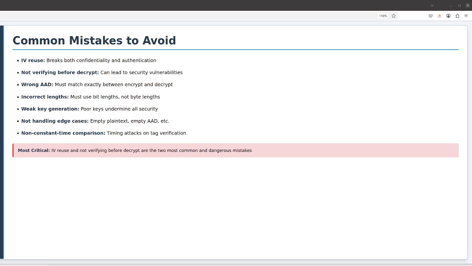Mistake number 7 is timing attacks in tag comparison. The tag comparison must be constant time to prevent attackers from learning information by measuring how long verification takes. Most crypto libraries provide constant time comparison functions. Use them instead of simple byte-by-byte comparison.